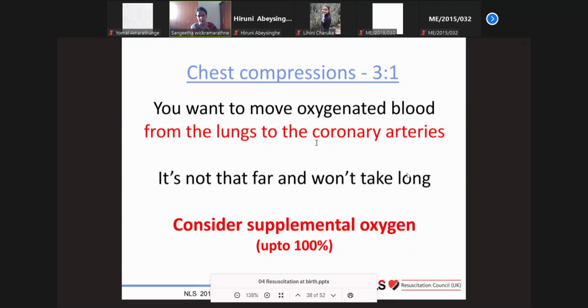Anyway, I told you that you start resuscitating term babies on air, but if you have to go for cardiac compressions, you have to make the FiO2 100% because you have to give supplemental oxygen. You want to support the heart more, right?